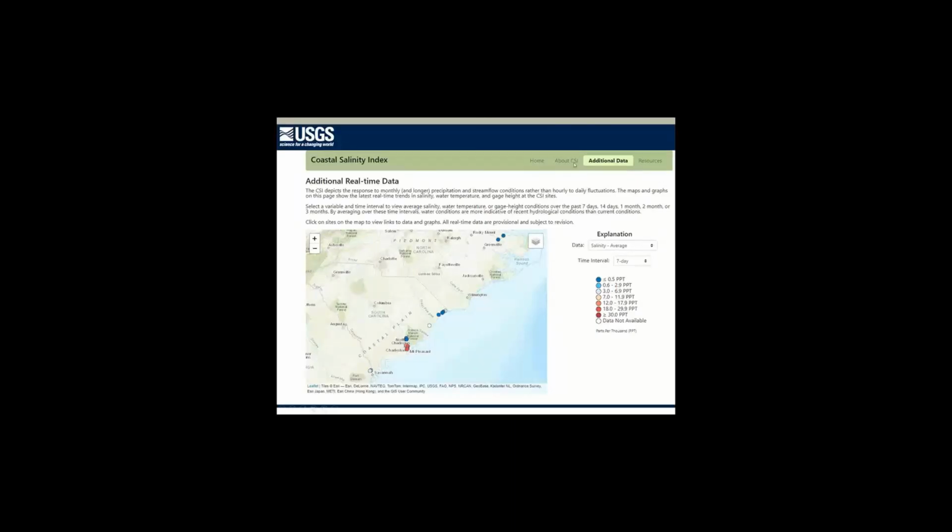We're going to jump over the About CSI page real quick and go to the additional data page. The additional data page is additional real-time data that you can look at in graphs, just to evaluate your CSI gauge of interest. So here's what it would look like if you choose salinity and average salinity and a 7-day time interval. It's going to show you the color codes for those gauges that are on the map.